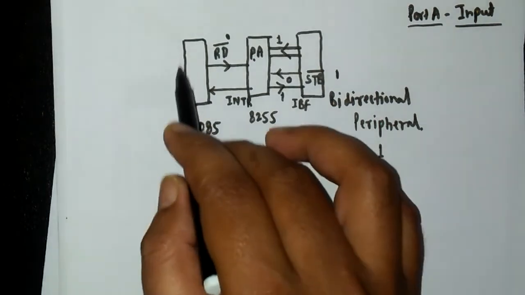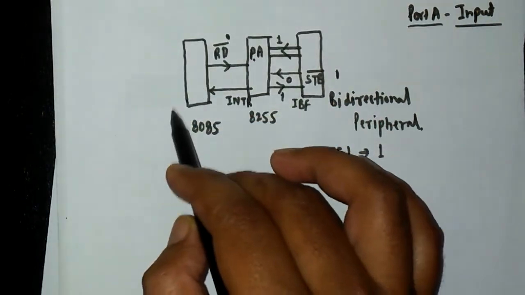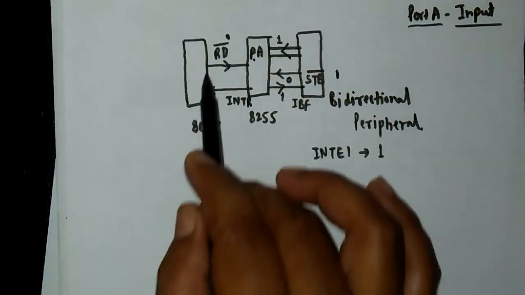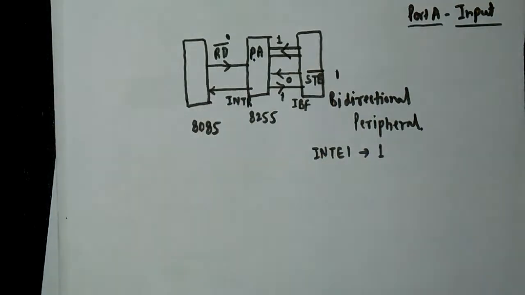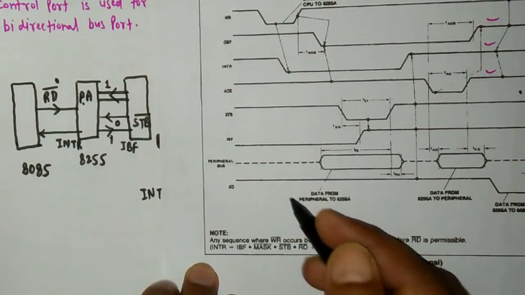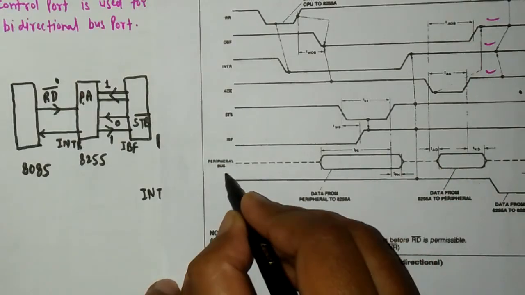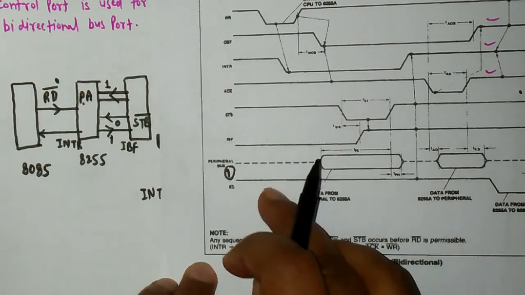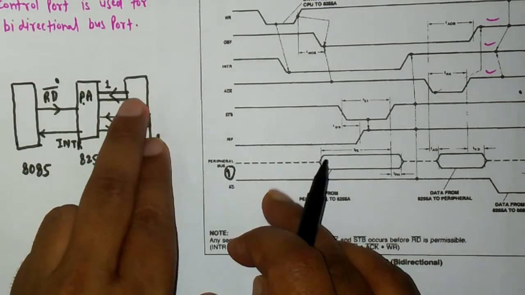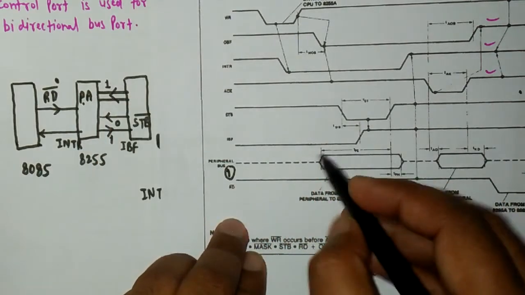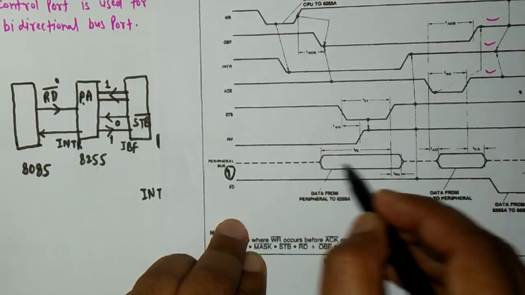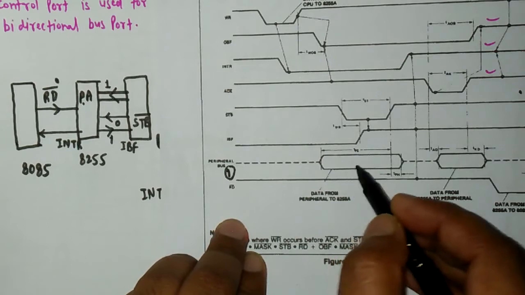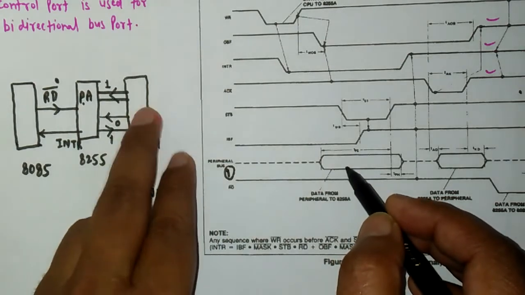In response to that, the subroutine will run here and the 8085 will send 0 on the RD bar pin. So let's see the timing diagram for input. Let's understand this timing diagram. First of all, this is one. This is the peripheral bus, and the data is sent on this bus by the peripheral device. So here the data is present on the peripheral bus, placed by this device.